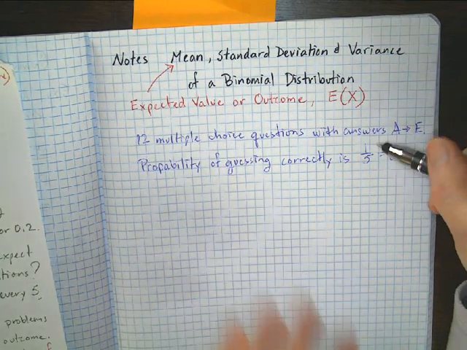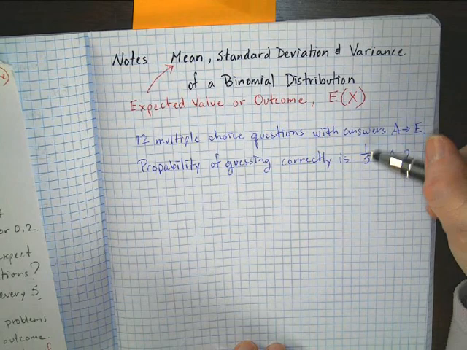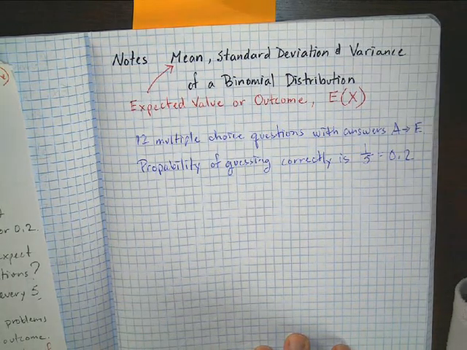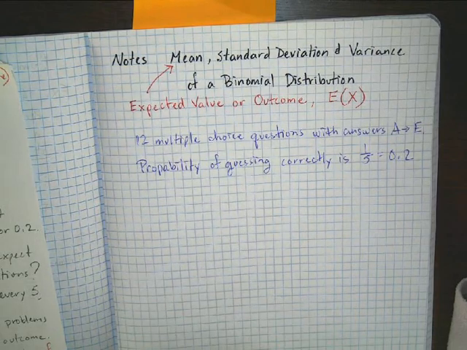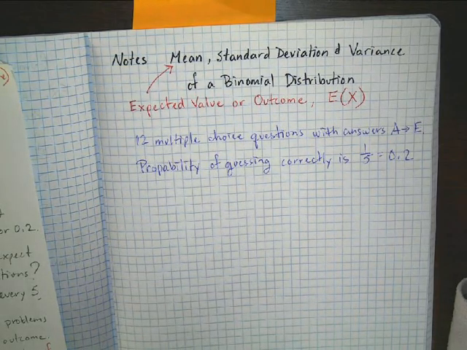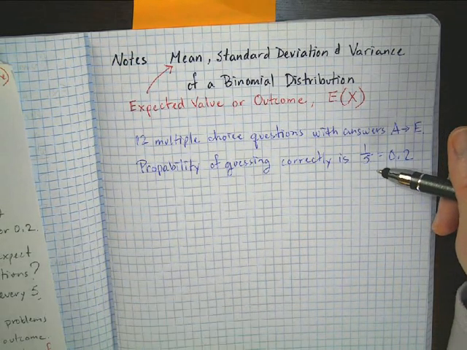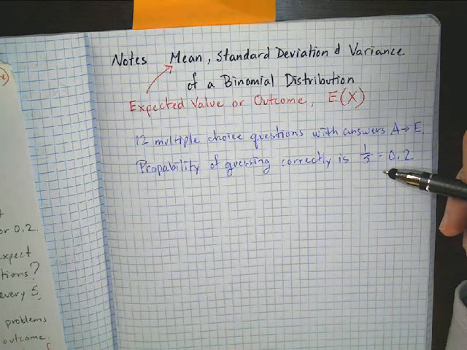So another way of thinking about that is for every 5 questions we answer, we should expect to get one of them correct. So how many questions would we expect to get correct out of 12 questions? Okay, given this probability, how many questions would we expect to get correct out of 12 questions?